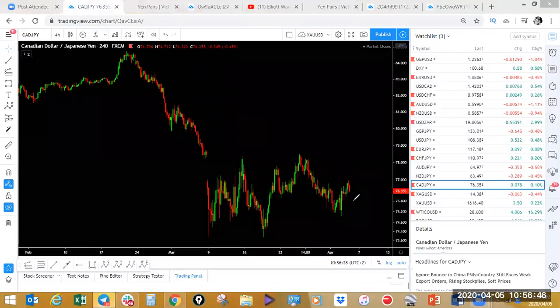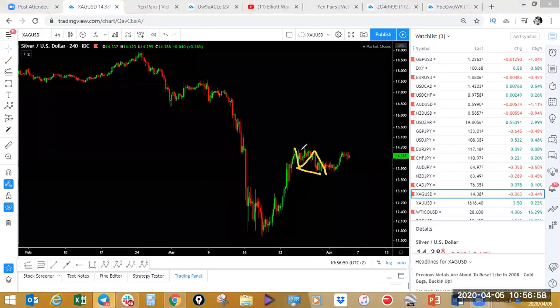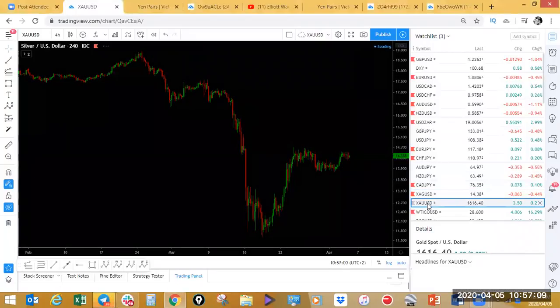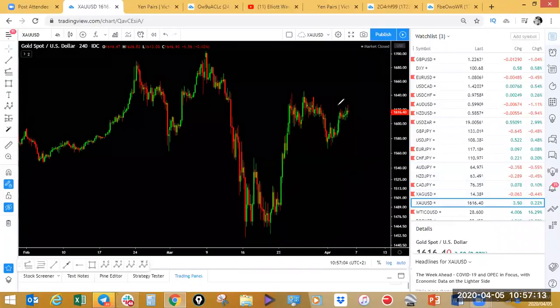CAD yen, expect continuation to the downside, just like the rest of the yen pairs. Now, silver and gold, simple analysis for this week. 3 waves down here. We've got a pulsing move, continuation to the upside. Look for a break above this and continuation to the upside. That's simply as simple as that.